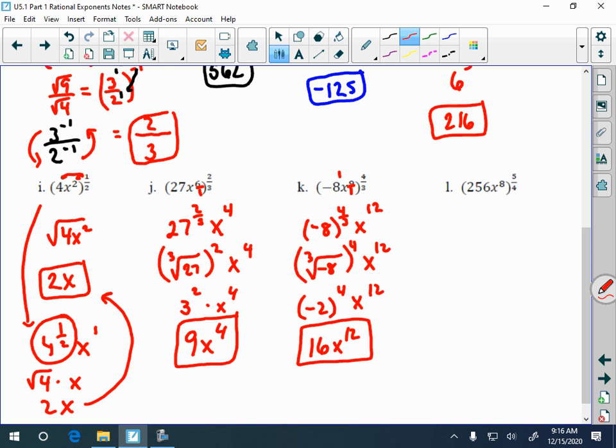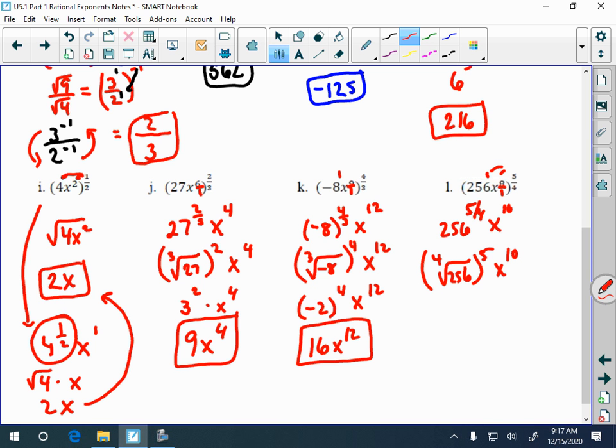All right, and last one, L. So again, I'll do this one more time. This is to the 5/4. Bring that inside. 256 to the 5/4, x to the, we're going to multiply our fractions together. That's 40 over 4, which is 10. Convert this to a radical, the 4th root, raise to the 5th. Bring down that x to the 10.